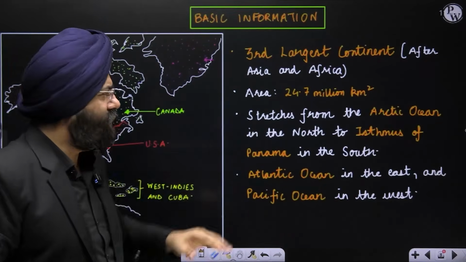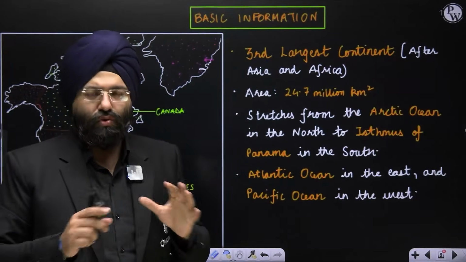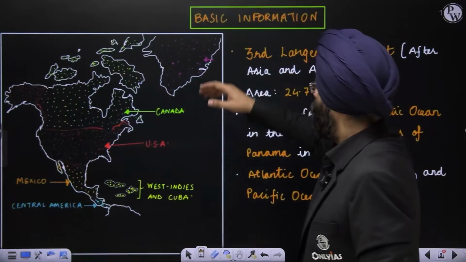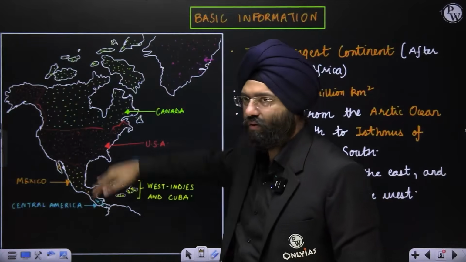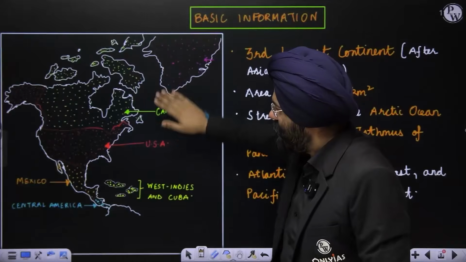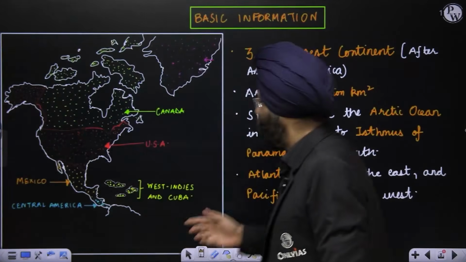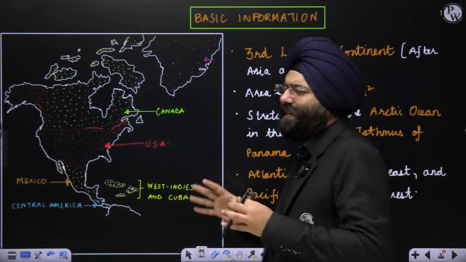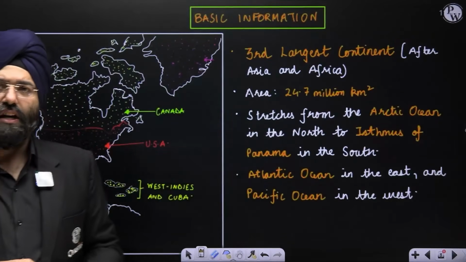If you see the area, it is 24.7 million square kilometers. Now, it is huge. It stretches from the Arctic Ocean in the north to Panama in the south. So Arctic Ocean till Panama in the south. This is the stretch. You have the Atlantic Ocean on the east and the Pacific Ocean in the west. That is what is written here. So these are certain basic information that you as aspirants preparing for the civil services examination should be aware of.